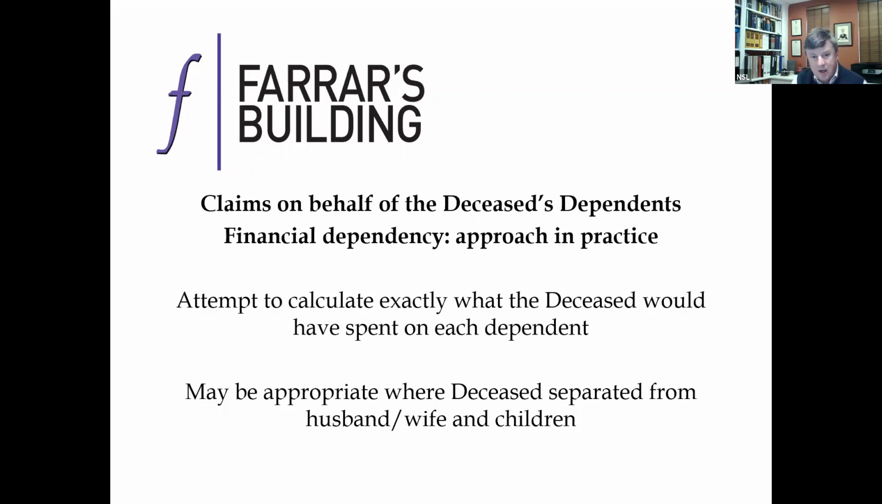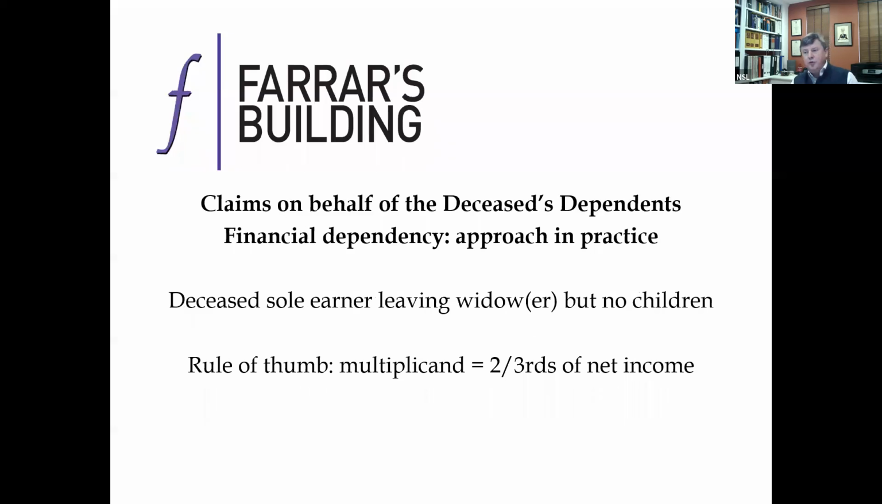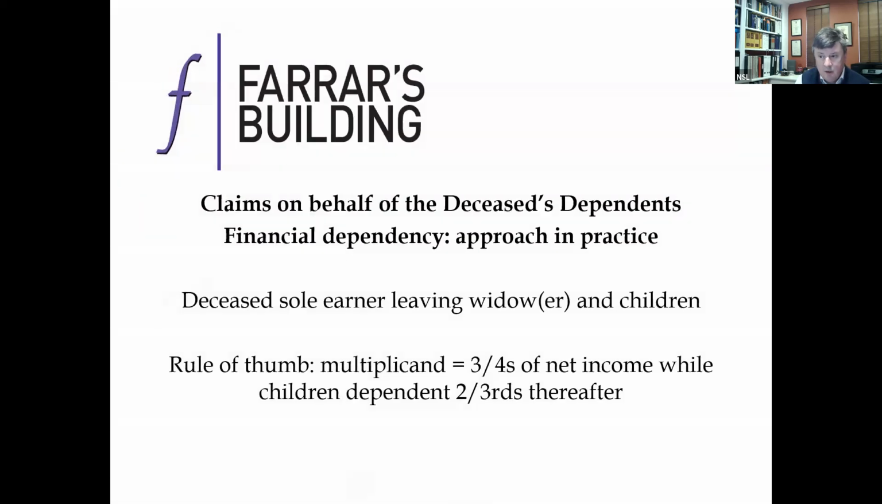So in theory, you can approach it like that, but in practice, there are some rules of thumb where you've got a fairly ordinary situation. Looking at the slide I've put up, where you've got a deceased sole earner leaving a widow or widower but no children, the rule of thumb is, and there's a little bit of logic to this, the 2/3 rule: it's assumed that a married man will spend 1/3 of his income on himself, 1/3 on his wife, and 1/3 for their joint benefit. So the surviving wife or husband can claim 2/3 of that net income. And that will be the annual multiplicand, on which you apply a multiplier that we'll look at in a moment.